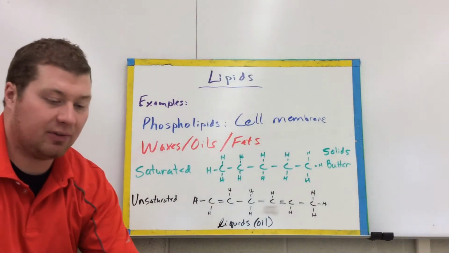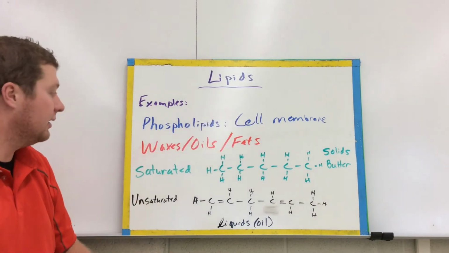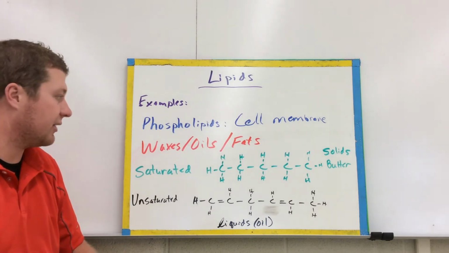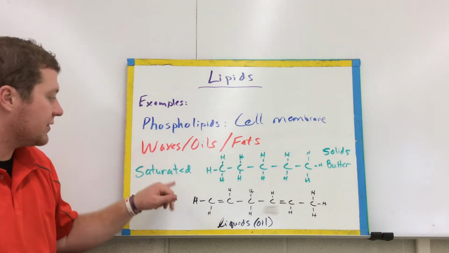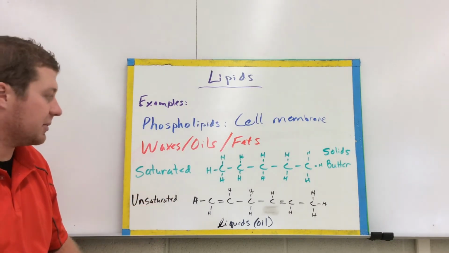Some examples of lipids. I already talked about the phospholipids in the cell membrane. Waxes, oils, fats, those are all lipids. They all fit under this category. There's two types of fats here. There's saturated fats and unsaturated. You've probably heard of these before.